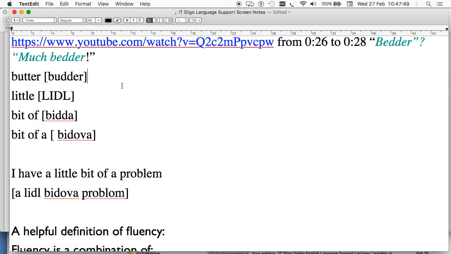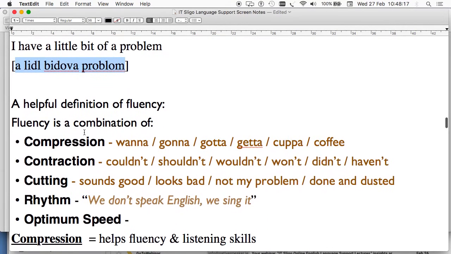Now, just to get on to some other phrases, little, we don't say little, we say little. Okay, bit of can be bitta, or sorry, bit of can be bitta. Can I have a bit of toast? Can I have a bit of cake? Can I have a bit of pizza? Or bit of a. So I have a little bit of a problem. We don't say it like that. We say a little bit of a problem.